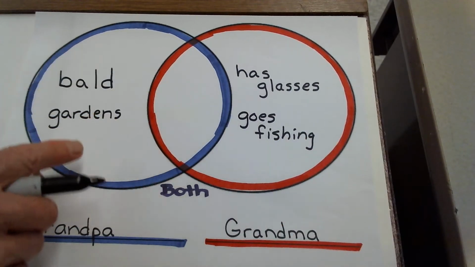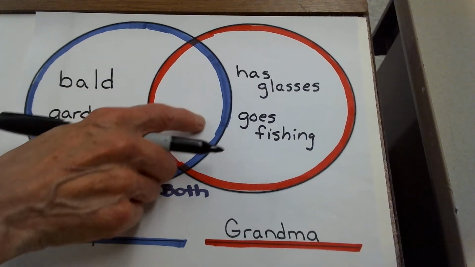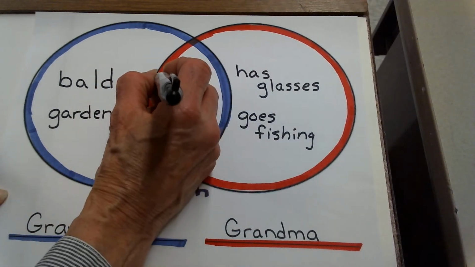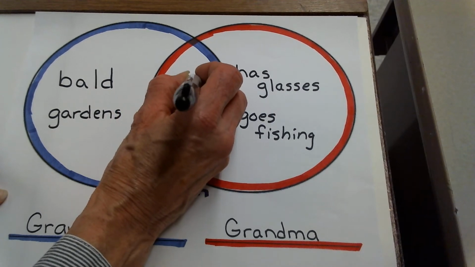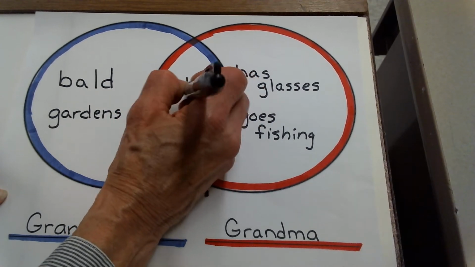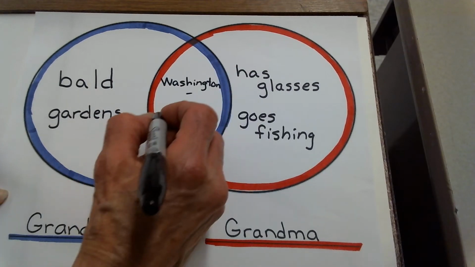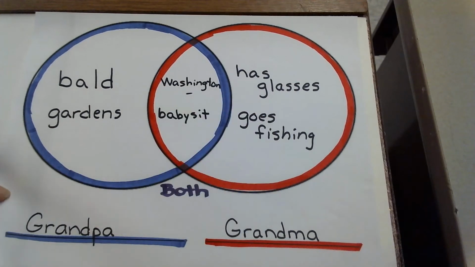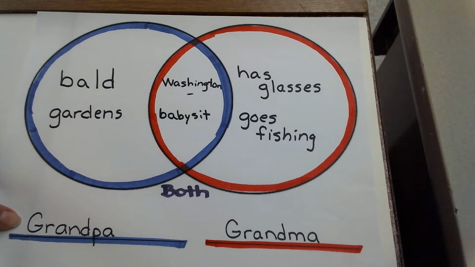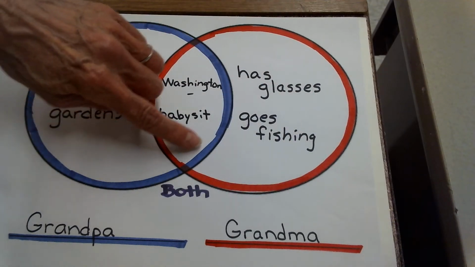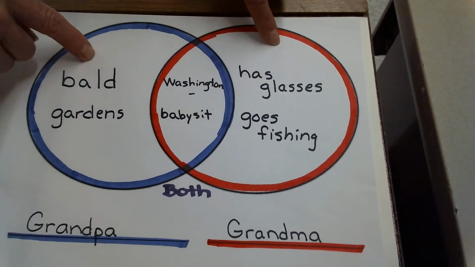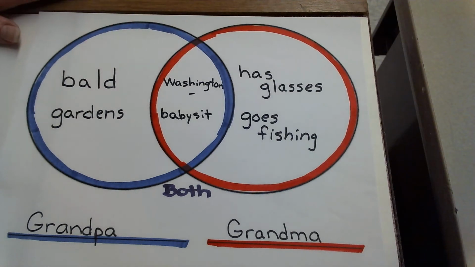Now in the middle, where the two circles overlap, this part in the middle is for what's true about both of them. Well, Grandpa and Grandma, they both live in Washington, so I'll write Washington in my notes. And they both babysit. They babysit me and my little brother. So the blue circle is things about Grandpa. The red circle is about Grandma. In the middle is things about both of them. I have compared to say things that are different and things that are the same about Grandpa and Grandma.